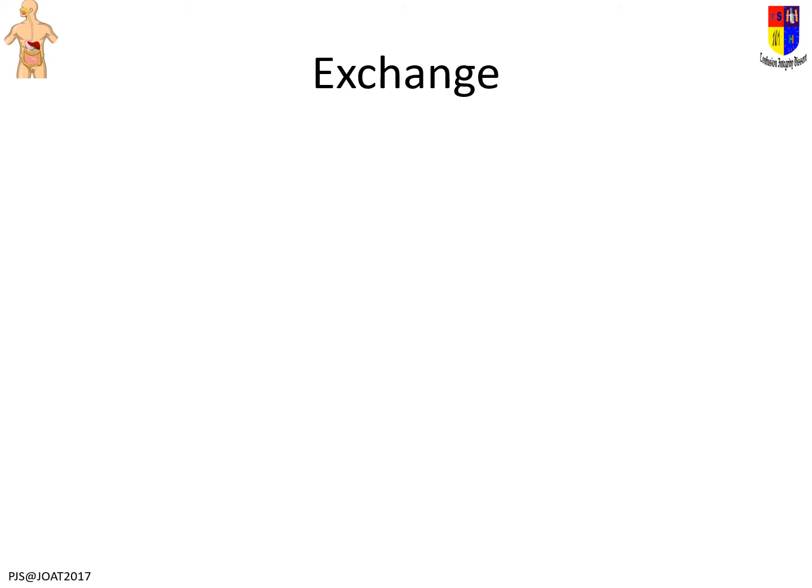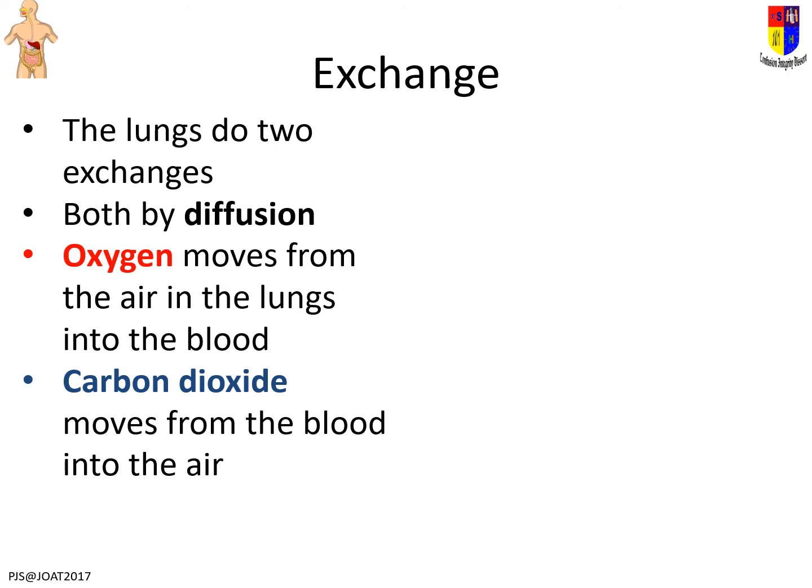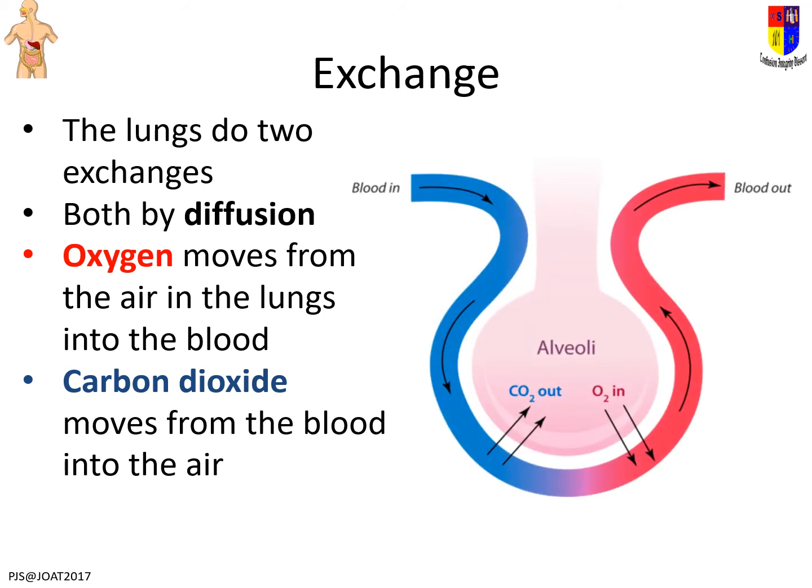So in terms of exchange, we've got two, both of them by diffusion. We have oxygen going into the blood and carbon dioxide going out from the blood. So here's our alveolus, here's our blood coming round, and here's the carbon dioxide going out into the lungs again, and here's our oxygen coming into the blood from the lungs. So all we have is fresh air comes in, does the exchange, and then it's pushed back out again. And you're doing that several times a minute without even really being aware of it.